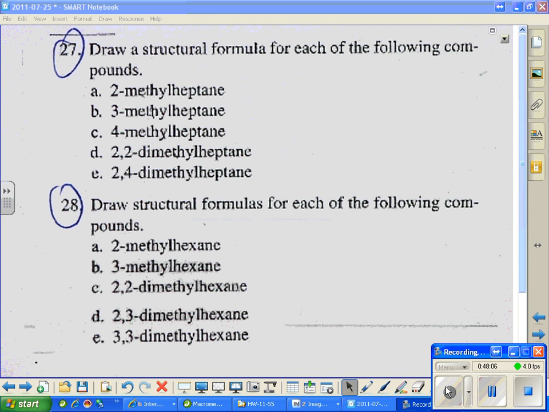Okay, our last 2 problem sets are on actually drawing the formula for each of the following compounds, and just do the carbon backbone. So we're going to start with 2-methylheptane. I'll step you through how to go about doing this. Sean, you're going to be first. First he's going to write the longest chain, and may as well make it straight. Put it right next to the 2-methylheptane. Okay, 7 carbons, right?